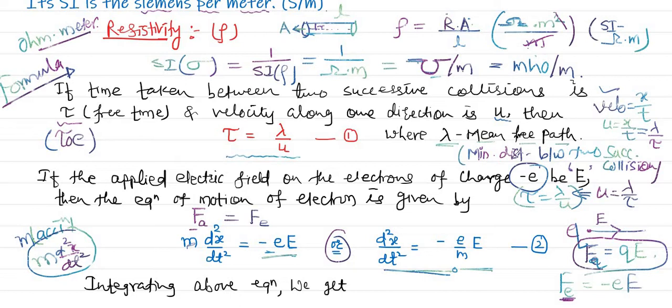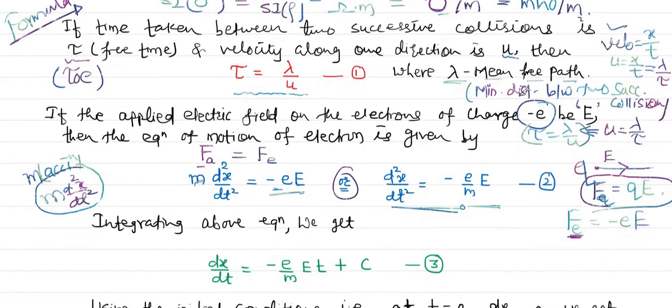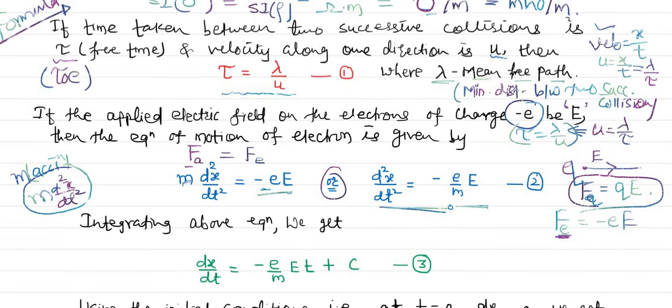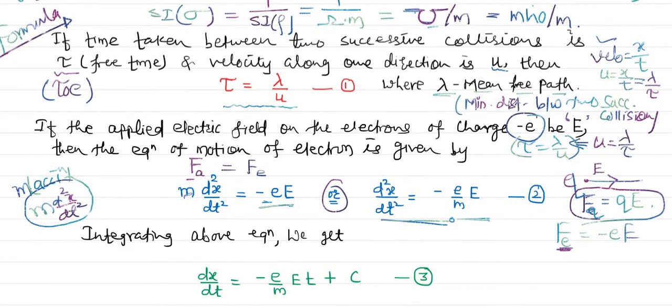After integrating, we know that on the left hand side we have d2x by dt square, a double derivative, and derivative and integration are reciprocals of each other, or we can say the opposite of each other. So if I take one integration, then one derivative will be cancelled. Therefore the left hand side is dx by dt. Now the right hand side is minus e by m, E as it is, and the integration of nothing is only dt.